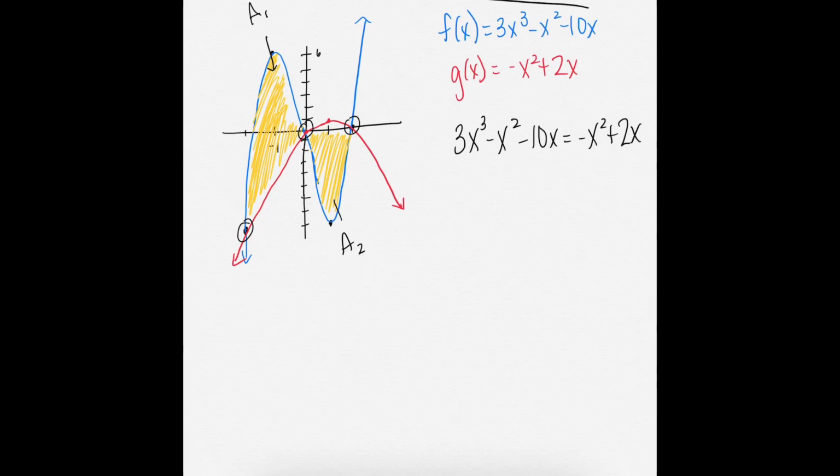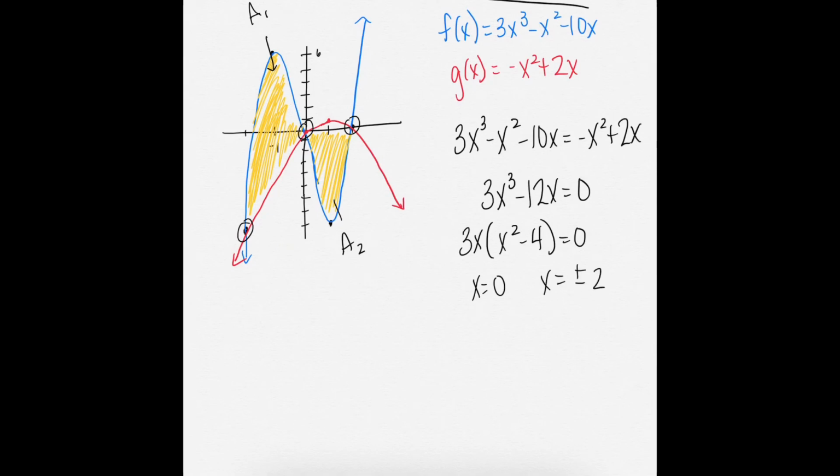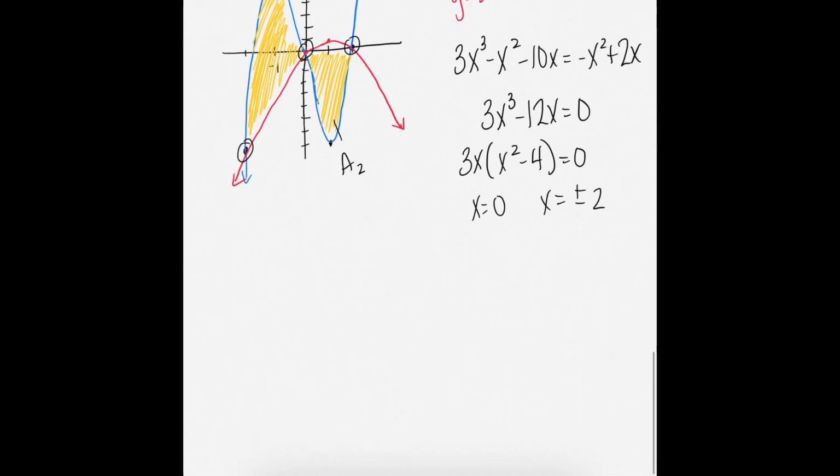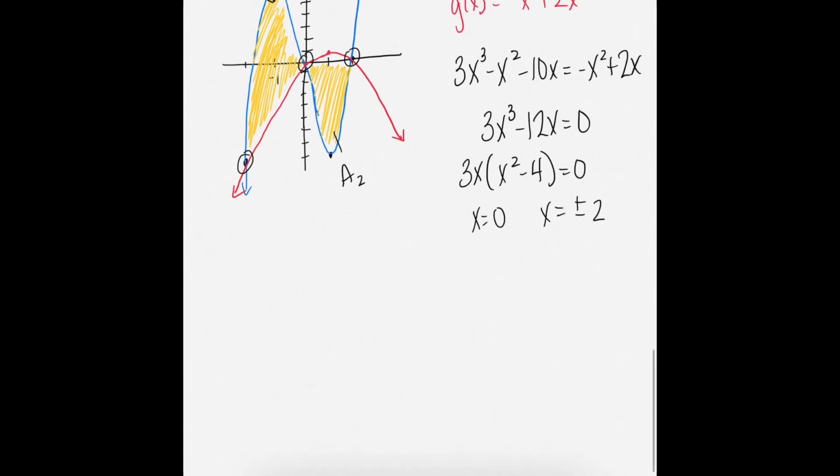So let's set our equations equal to each other and solve. I'm going to add x squared to both sides. Those will cancel out. Subtract 2x, then I'll have 3x cubed minus 12x equal to 0. Solving this, I'm going to factor out a 3x, which leaves me with x squared minus 4 equals 0. So x will be 0, and x will be positive and negative 2, which again looks pretty obvious from my graph, but you never know. So these are our bounds: the lower one is negative 2, the middle one is 0, and the upper one is positive 2.